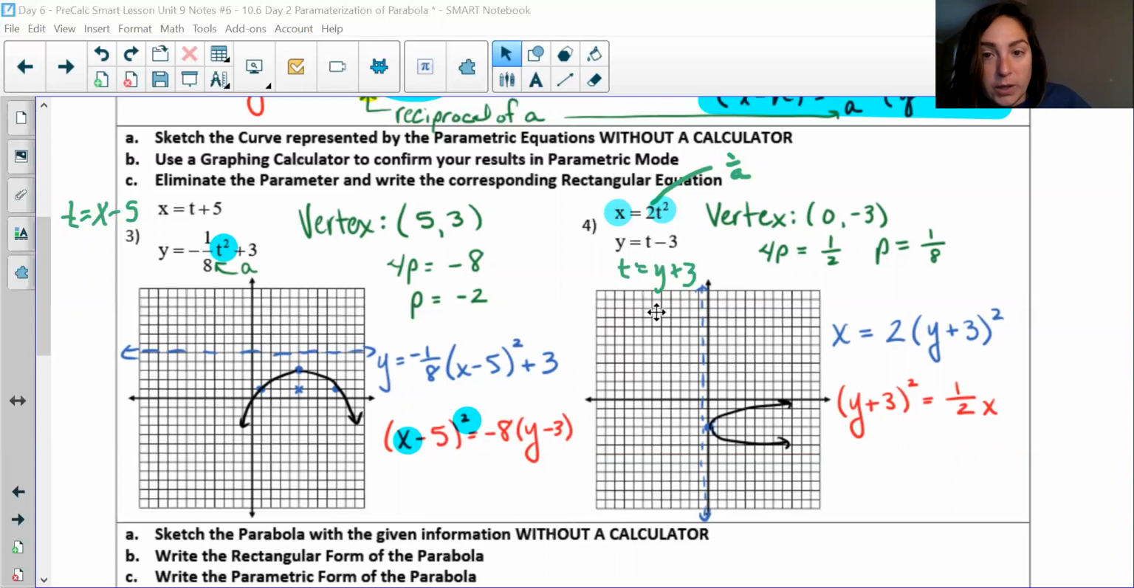So if we want to really quickly do this next example, type in 2t squared for our x and t minus 3 for our y, and a quick graph of that shows that, hey, now we have a nice horizontal parabola. Mine looks like it's going opposite because you're seeing a reflection, but if you turn it around and look at it the right way, it is correct. All right.